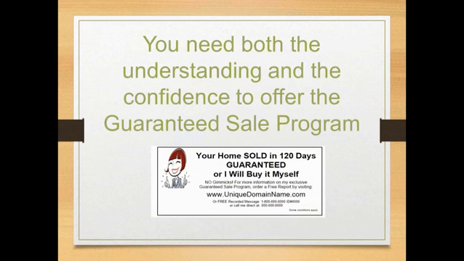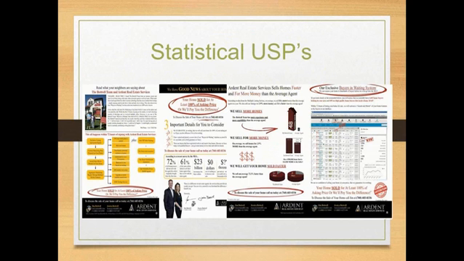Okay, now this brings us to the third and final type of USP. These are called statistical USPs. This is something that all of you can do right now. It doesn't matter whether you're brand new in real estate. I mean, let's take somebody who's brand new in real estate. You sold maybe one home this year. You sold one listing.